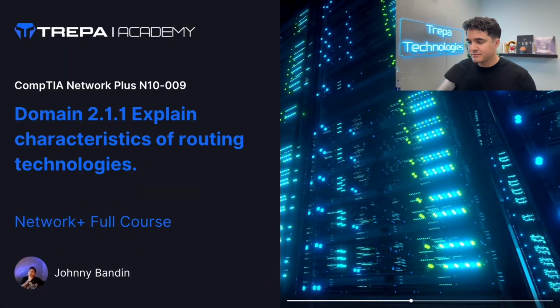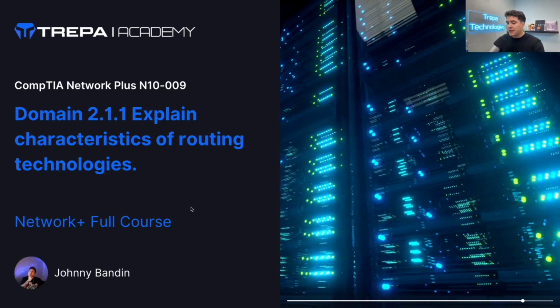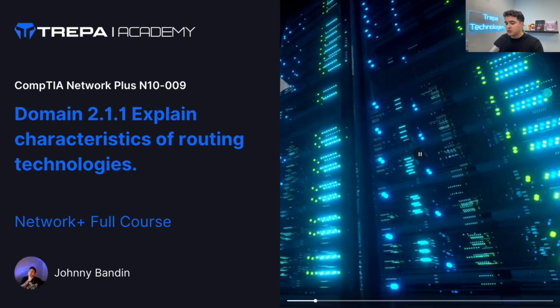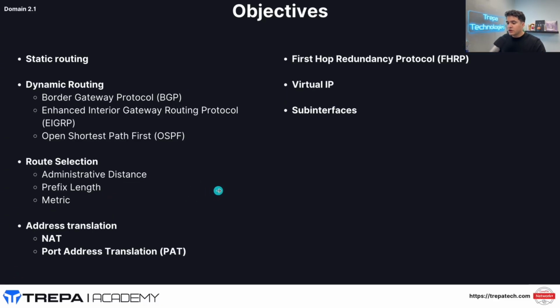So that's three options we're going to go over, or how it selects the best path to place in the global routing table. And again, we're going over domain 2.1, explain characteristics of routing protocols for our Network Plus video series. So here are our objectives. We're going to go over static routing, dynamic routing, and route selection in today's video.